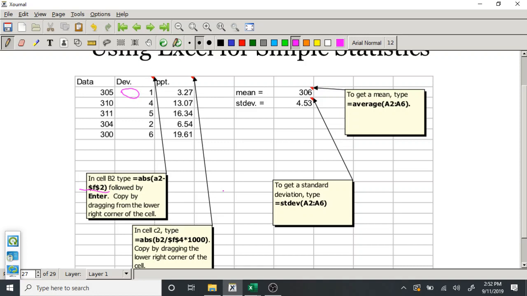And of course, to get the standard deviation, you do that. Get the average, you do that. We've talked about, or we showed that earlier. So there are your references.